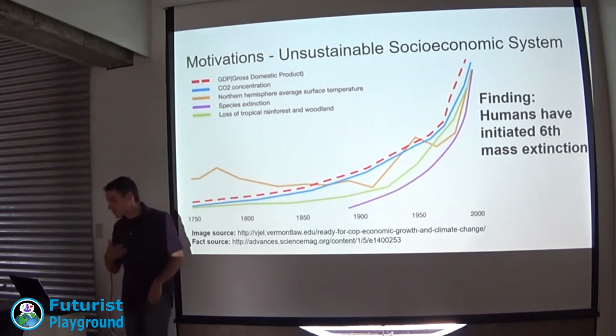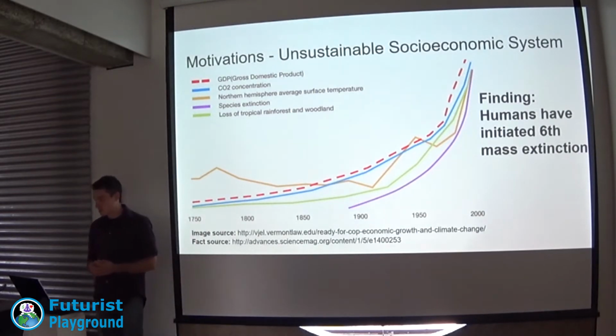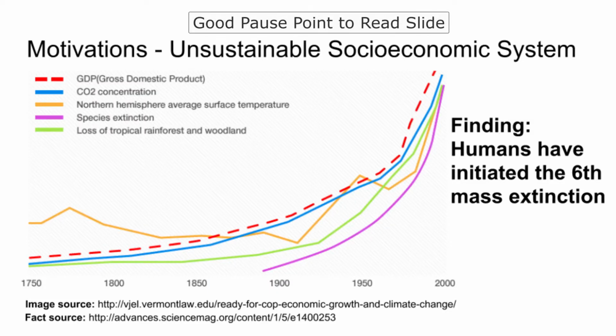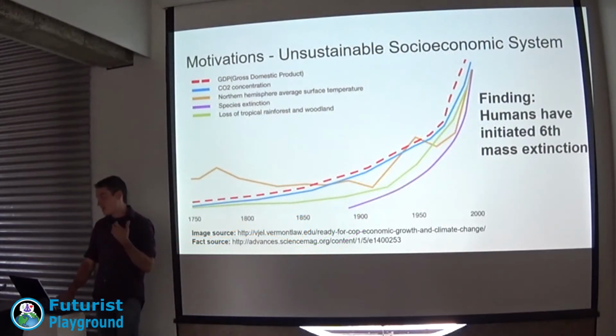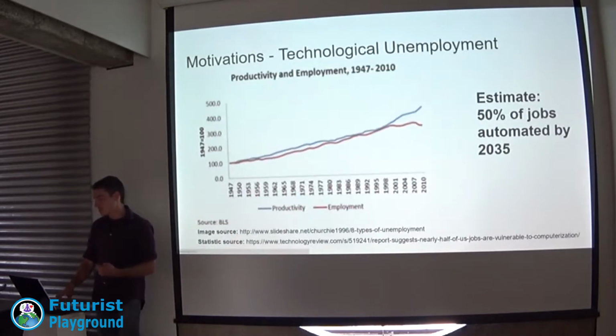So currently we have a very unsustainable socioeconomic system. Basically, our goal is to increase GDP. But as we do that, we increase our CO2, we increase the surface temperature of the planet, we increase extinction of species and the loss of tropical rainforests and wetlands. So our incentive structure is to destroy the planet right now. Not so great. The other issue, technical unemployment.